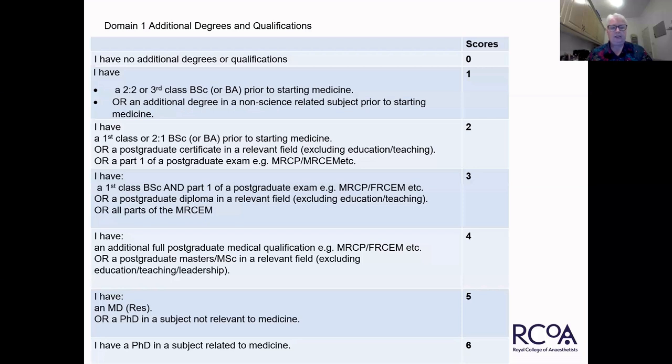I'm not going to go through it in great detail, but you'll see from the ANRO website and the criteria that domain 1 is additional degrees and qualifications, and you get more points for having higher degrees, particularly MDs, PhDs. Although not many people will get points for those, you may have things like an MRCP or other postgraduate medical qualifications. So please check the guidance document to see where they would fit into your portfolio.